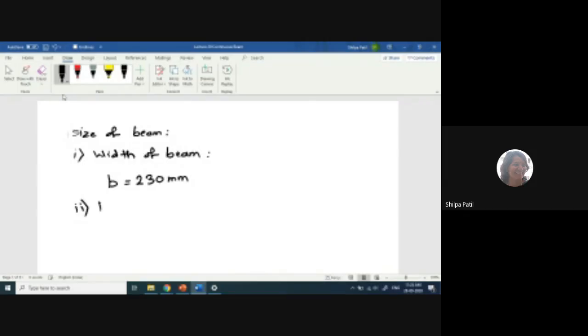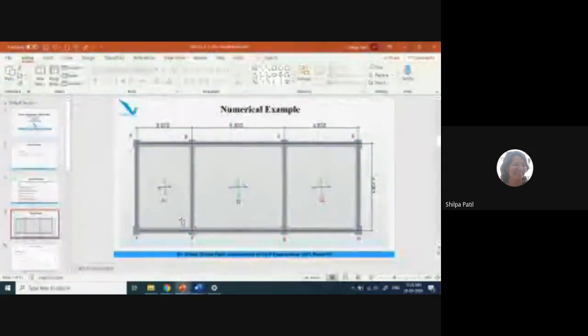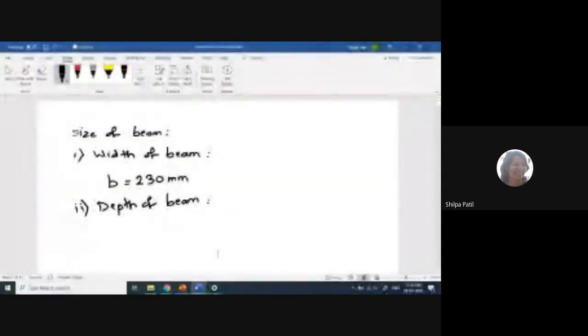Then we have to decide the depth of the beam also. Second step, how to decide the depth? Clear span divided by 10 to clear span divided by 16. If I go back to the diagram, there are three spans: AB has 3 meter length, BC has 5 meter, and CD has 4 meter. Out of the three spans, I will consider the largest one, that is the 5 meter span, and for that I will decide the depth.